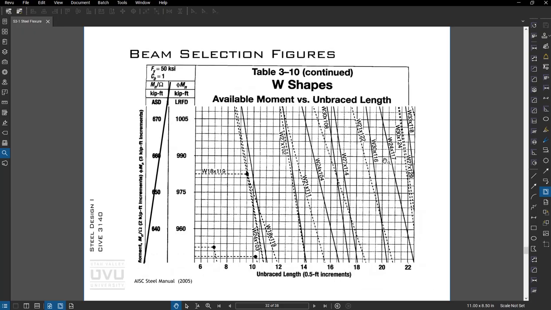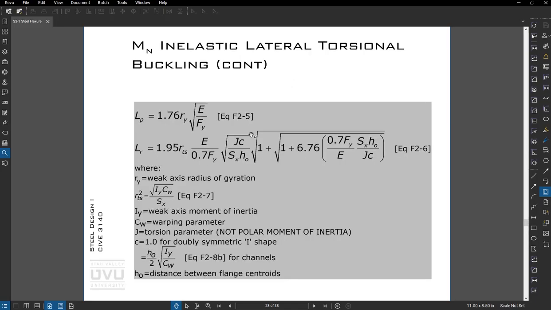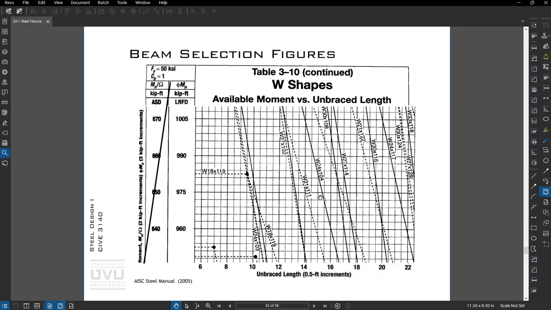We also find in the manual these charts where, based on unbraced length, so let's say I'm at a 14-foot unbraced length, a W21x111 has 975 kip-feet of capacity. These are nice for beams where we know we're somewhere along here, but rather than calculating all these long equations, we can just come to these figures and find our values. Generally what happens is we come in with an unbraced length and a moment on our beam, and then we can choose a beam based on whatever makes the most sense.